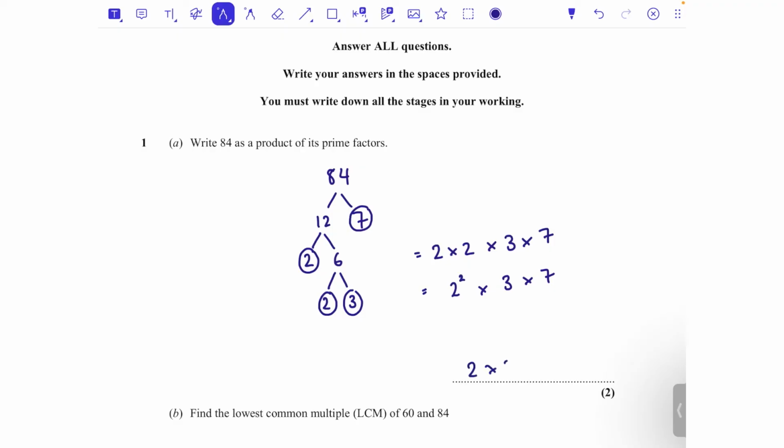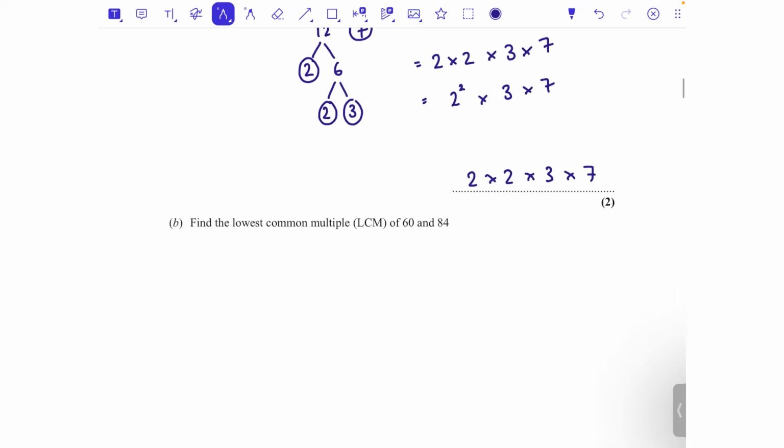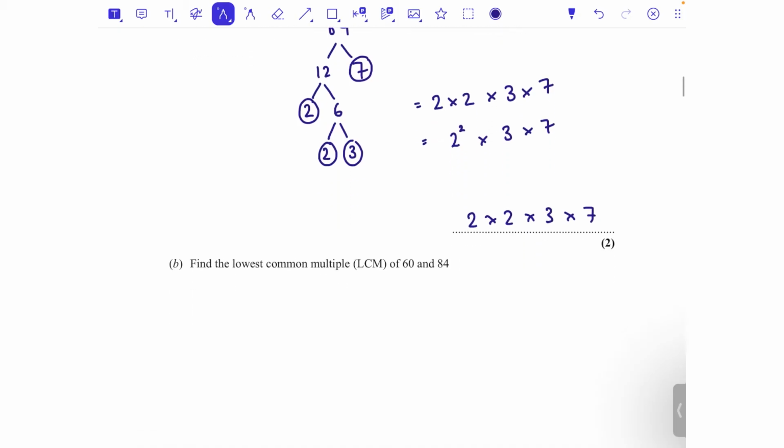I'm just going to write 2 times 2 times 3 times 7. You have to put it with multiplications in between. The most common mistake I see is with commas in between. That's going to lose your mark, okay? So with multiplication in between, so that when you times those numbers, it does indeed make 84.